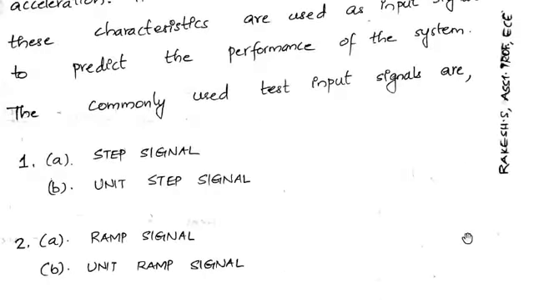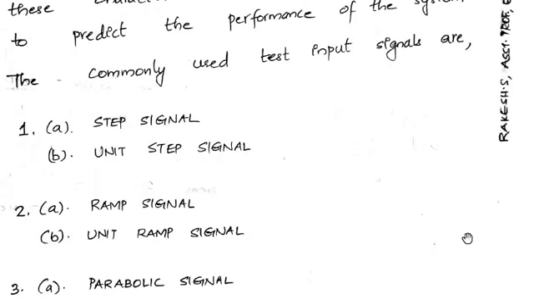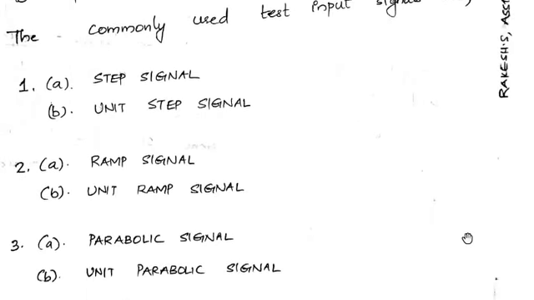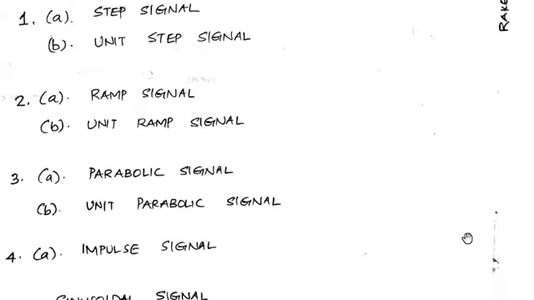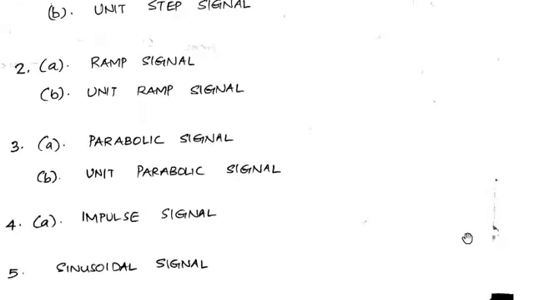Then second one, ramp and unit ramp. Then we have a parabolic signal and unit parabolic signal. Fourth one is the impulse signal, and finally the sinusoidal signals. By sinusoidal signal we mean both sine wave as well as cosine, so some kind of sinusoids, that's it.